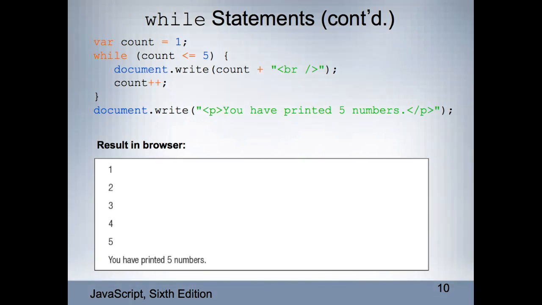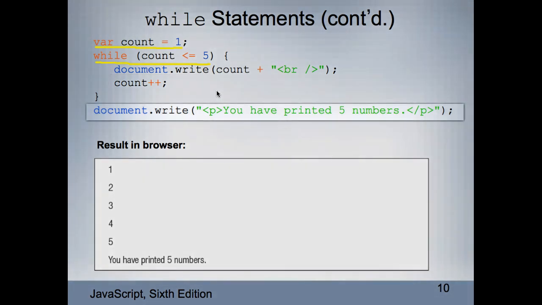Here's an example of a while statement. Line 1 declares and initializes a variable called count to 1. Line 2 begins with the keyword while, followed by the condition count is less than or equal to 5. Line 3 uses the document.write method to print the value of the count variable, followed by a line break. And line 4 increments the value of count by 1.